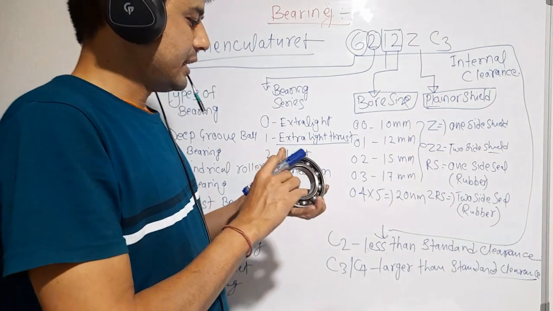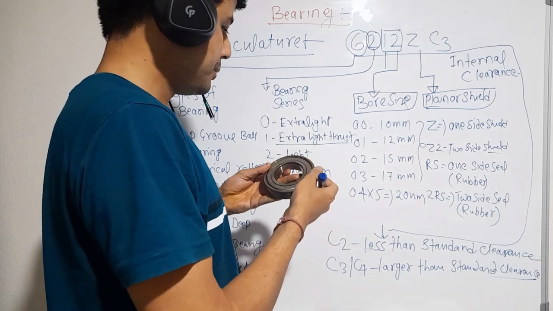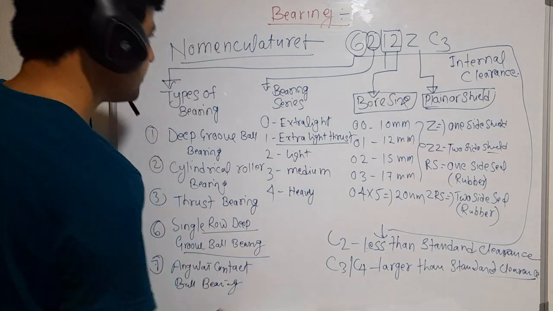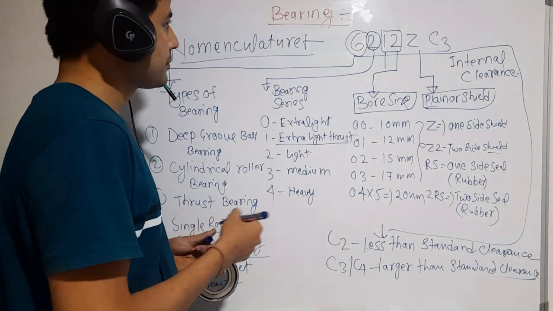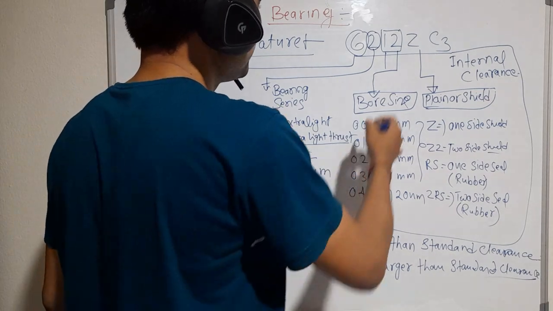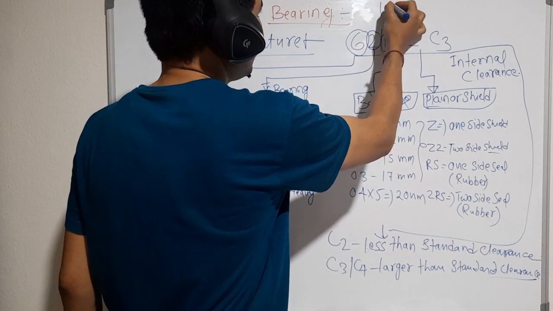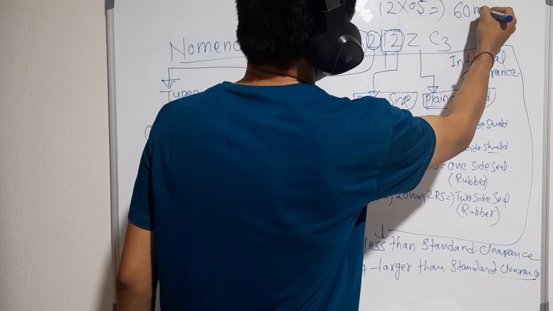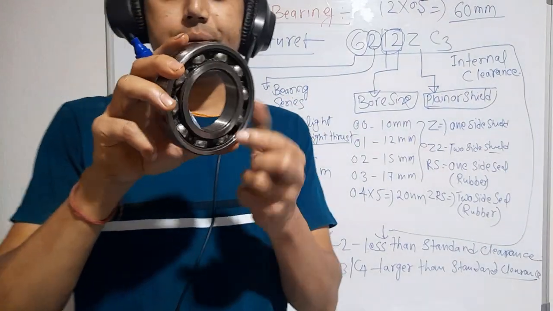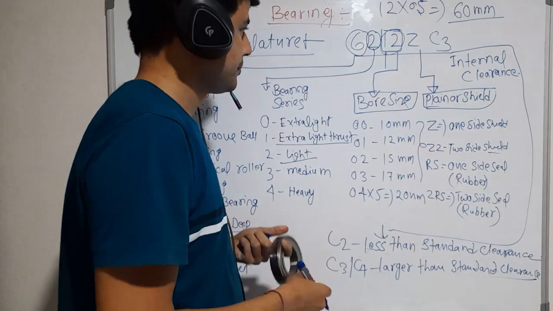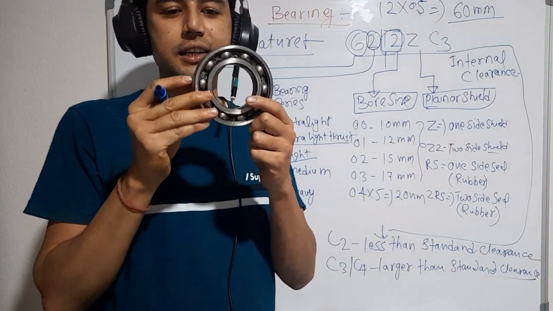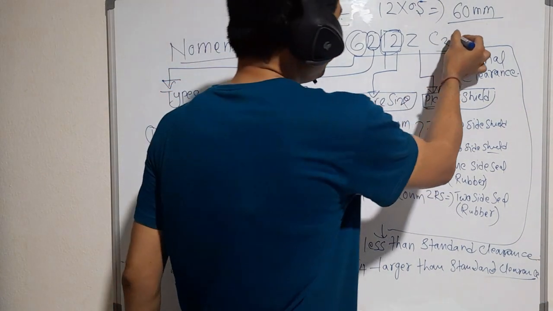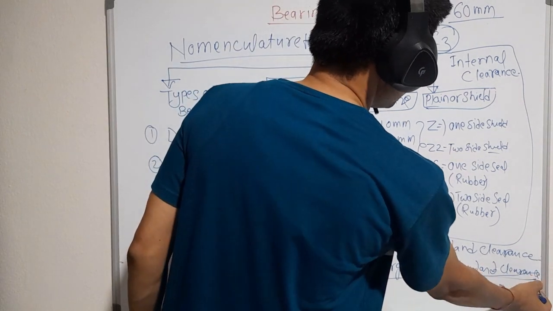So, I have defined it. 6212 means this bearing is a single row deep groove ball bearing, and this 2 is light series, and this 12 × 5 gives an ID of 60 mm. The bore size is 60. Now this Z means one side shielded. You see here, one side shielded, and the other side is without shield, open. And this C3 means larger than standard clearance.